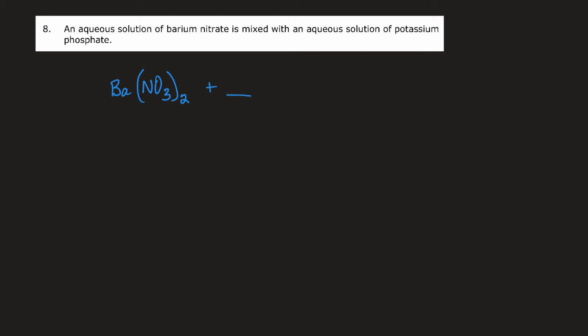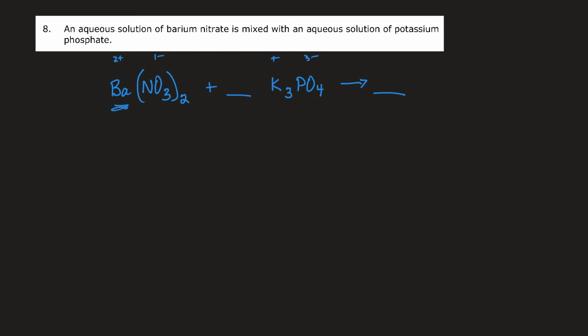Plus, reactant with potassium phosphate. So potassium and phosphate. Phosphate's a 3 minus, potassium's a 1 plus. So to balance that formula, I need to put a 3 right there. Okay, now I've got my reactants written correctly, I think. So now let's determine what the products will be. Barium's a 2 plus, nitrate's a 1 minus, potassium's a plus, phosphate's a 3 minus.